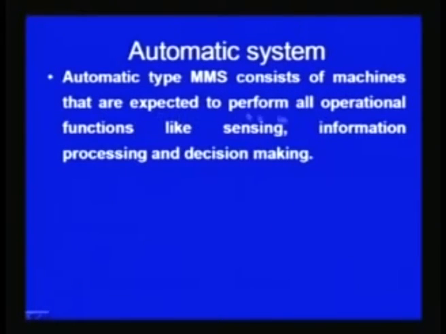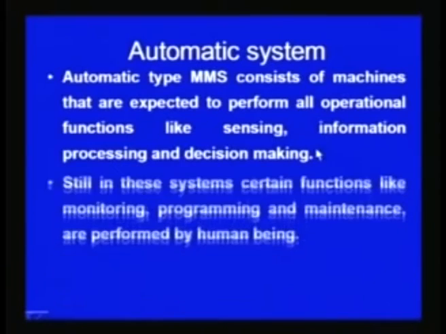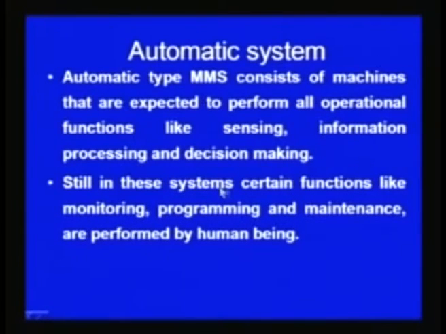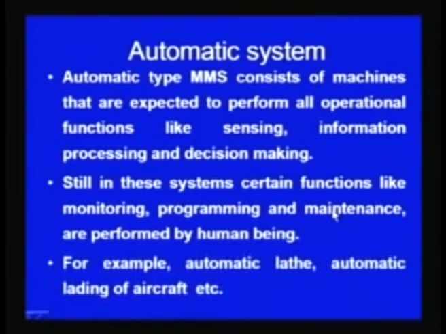the automatic type of man machine systems consists of machines that are expected to perform all operational functions like sensing, information processing and decision making, in addition to running and delivering the desired power required for success of the operation. Still, in these systems, certain functions like monitoring, programming, maintenance are performed by the human being. These systems also need human intervention at certain intervals of time for regular maintenance or for feeding the desired programs.